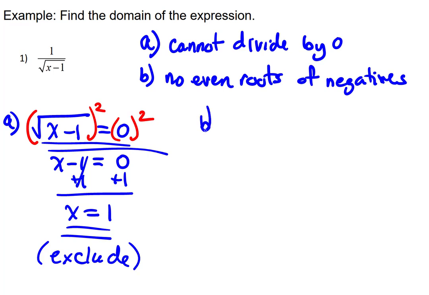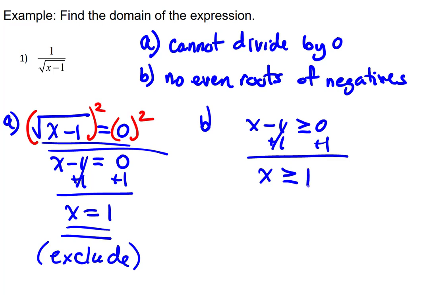Secondly, let's consider the second case of no even roots of negatives. Notice there is an even root in the denominator of this expression. It is a square root, which means what's inside of it, which happens to be x minus 1, must be greater than or equal to 0. That would mean it's not negative. That's what we have to avoid. Solving this inequality, which would involve adding 1 to both sides, would leave us with x is greater than or equal to 1. This means we must have this to avoid the even root of a negative.